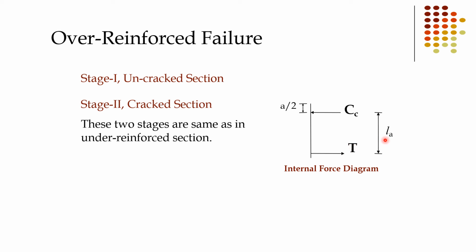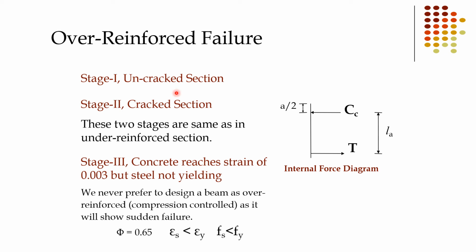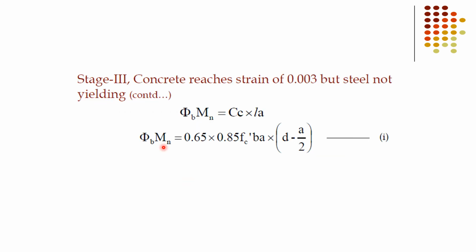starts increasing. The third stage is different in the over-reinforced failure: concrete reaches a strain of 0.003 but steel does not yield. The failure will be the failure of concrete on the compression side. We never prefer to design a beam as over-reinforced, as it will show sudden failure. Sudden failure appears when concrete crushes but steel does not yield. Okay, now the calculations. Concrete reaches that strain value but steel is still not yielding.